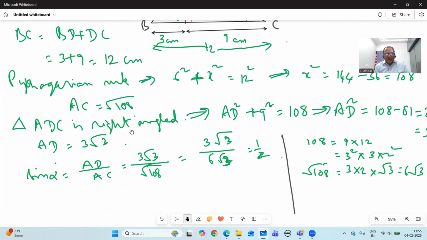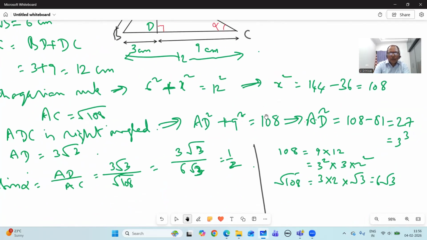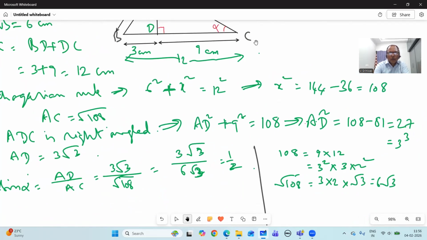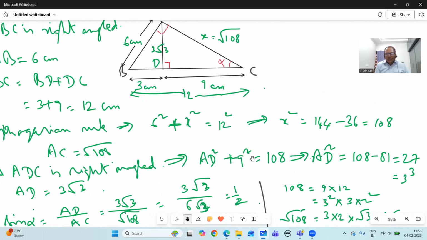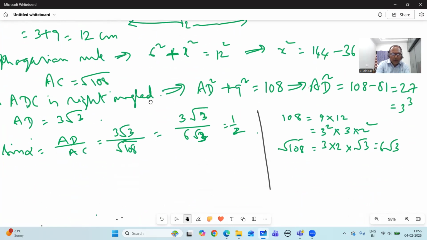Triangle ADC is a right angle. AD square, that is the opposite side square, plus 9 square, this base square, is equal to the hypotenuse square, that is 108. So take this to the other side. AD square becomes 108 minus 81, that is 27. This is 3 cube. So AD square is 3 cube. When you take the square root, AD becomes the square root of 3 into 3 square, that is 3 root 3. Now you need sin alpha.